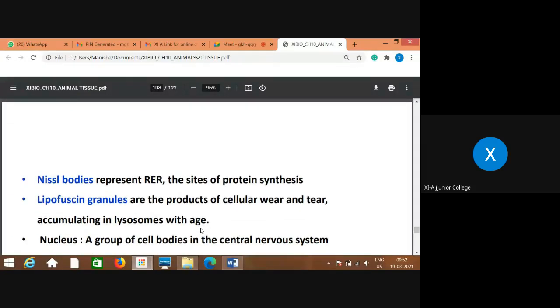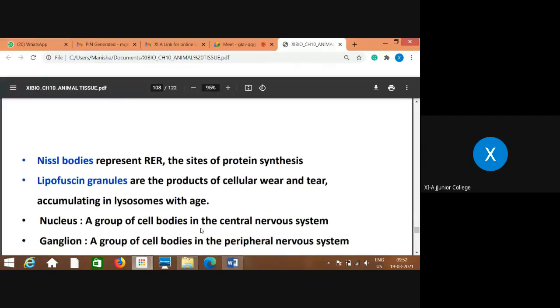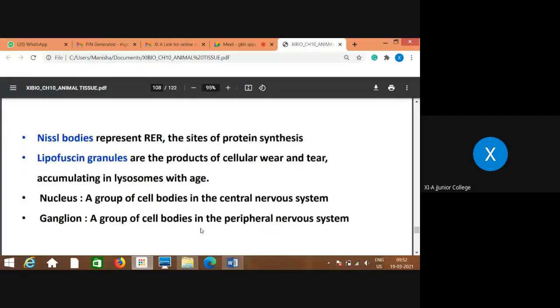Nissl's bodies represent RER, that is the site of protein synthesis. RER means rough endoplasmic reticulum. You have learned in cell structure and organization, what is the role of RER? They are responsible for protein synthesis. They are the site where protein is synthesized. So Nissl's bodies are in the form of granular structures where proteins are produced. They are the protein parts. So Nissl's bodies are nothing but the RER, which are the sites for protein synthesis.